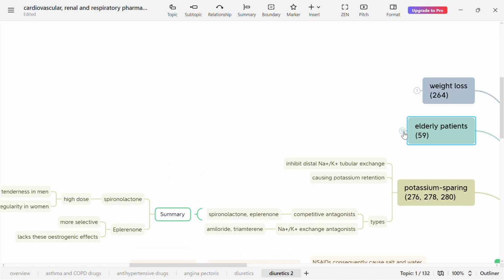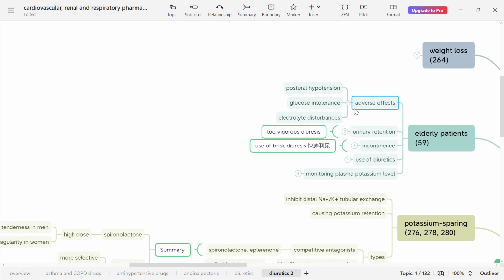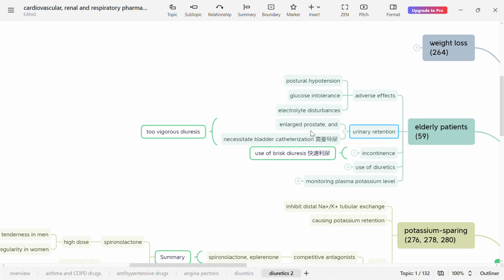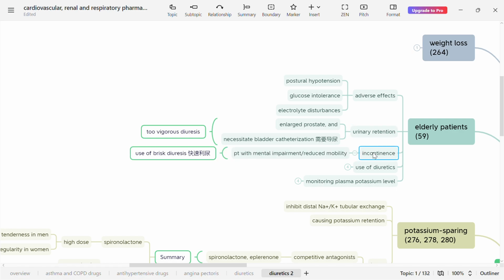Move further on to elderly patients. There are some adverse effects always accompanied, such as postural hypotension, glucose intolerance, and also electrolyte disturbance in elderly patients. They will also cause urinary retention with the use of vigorous diuretics, and sometimes the use of brisk diuretics will also cause incontinence. The use is in patients with mental impairment and also patients with reduced mobility to help them to remove the urine.